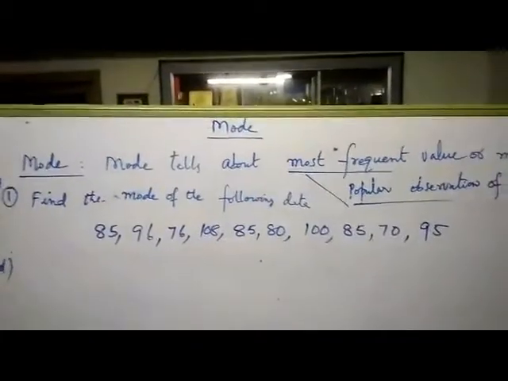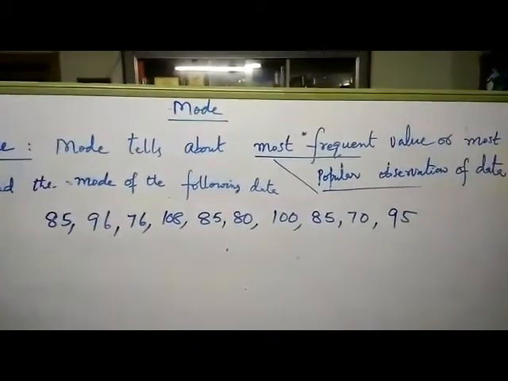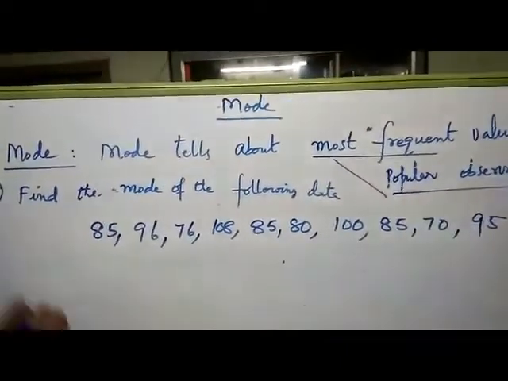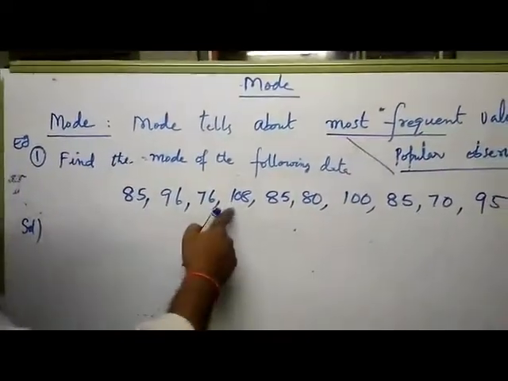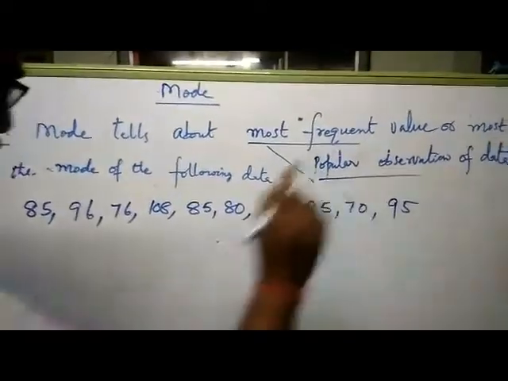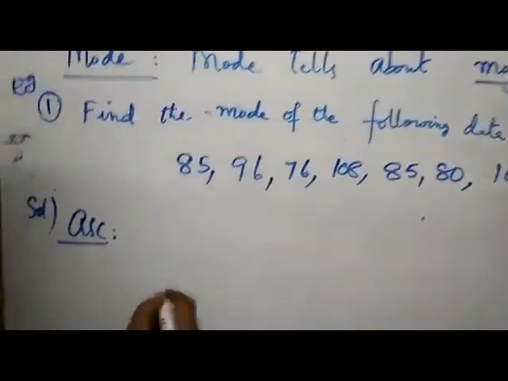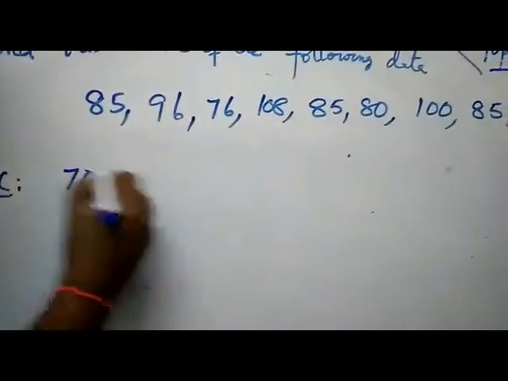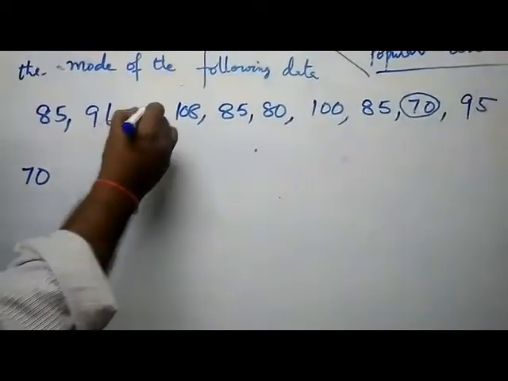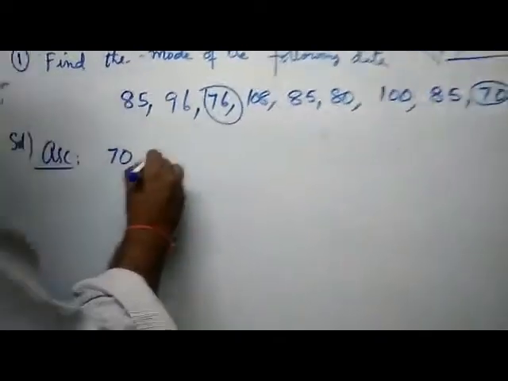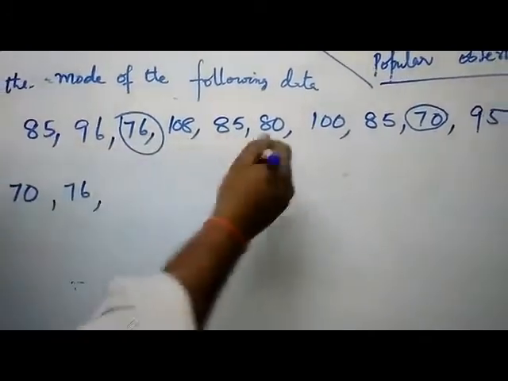The third one is mode. Mode tells about the most frequent value or most popular observation of data. For example, find the mode of the following data. Data is given: 1, 2, 3, 4, 5, 6, 7, 8, 9, 10. Okay. Like median, write in ascending order. The smallest number is 70. The next one is 76. After that 76, 80.